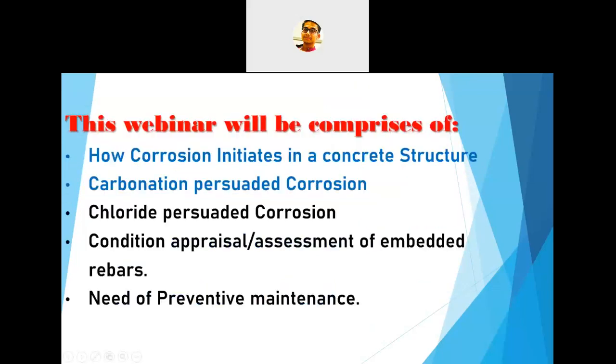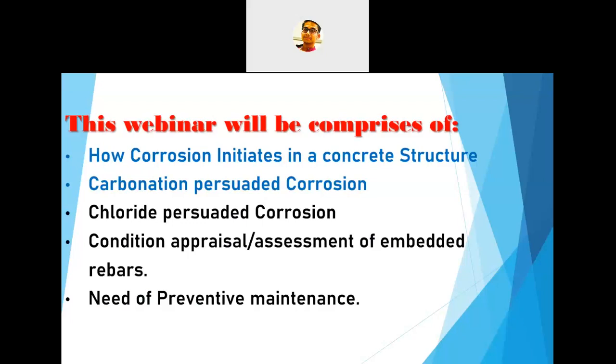The first one, you can see here, is how corrosion initiates in a concrete structure. We see in brief the corrosion mechanisms of concrete structure, and after that carbonation-induced corrosion. The third will be chloride-induced corrosion, and the fourth will be condition appraisal, that is, how to assess the amount of corrosion in embedded rebars. The last topic comprises preventive maintenance and the need for preventive maintenance as well.